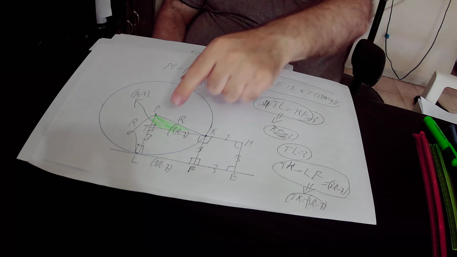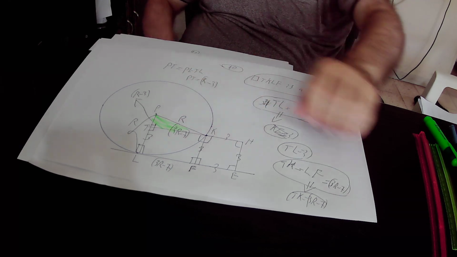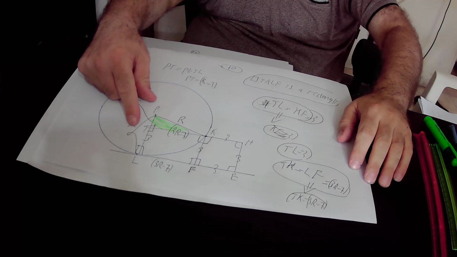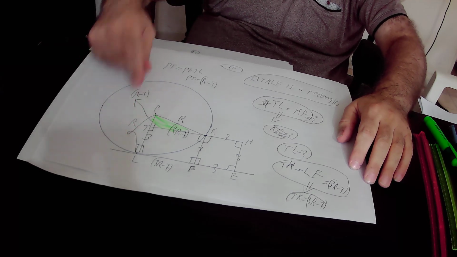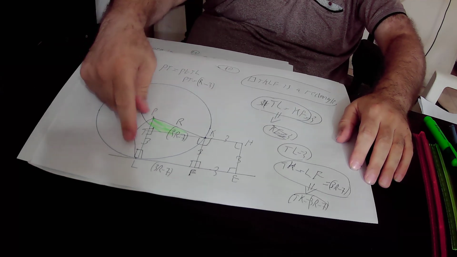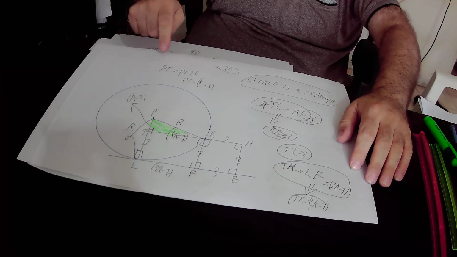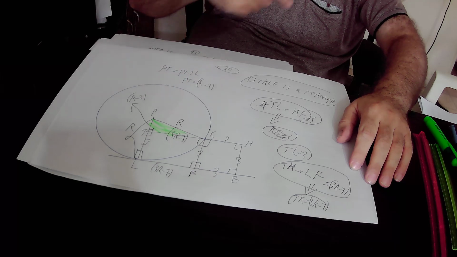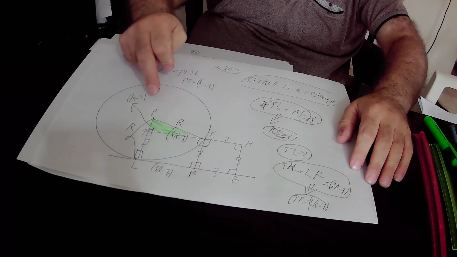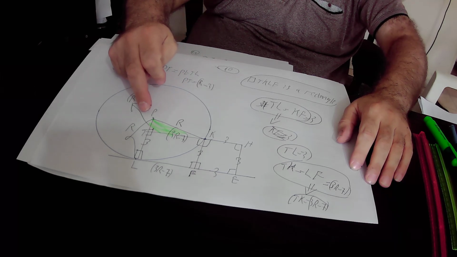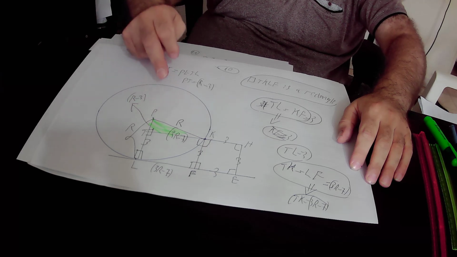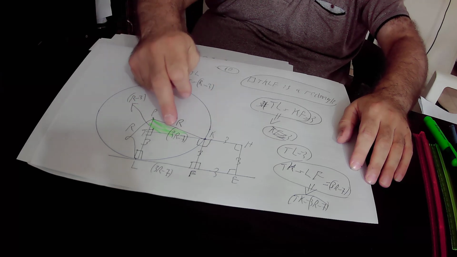And what is the value of PT? From the diagram, it is very easy to see that PT equals PL minus TL. PL equals R and TL equals 3, therefore PT equals R minus 3. So we found that PT equals R minus 3, and TK equals 3R minus 7.